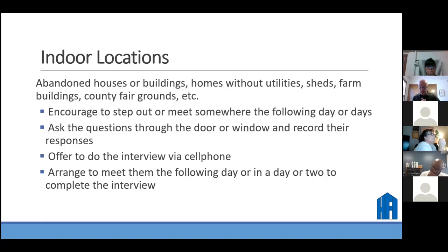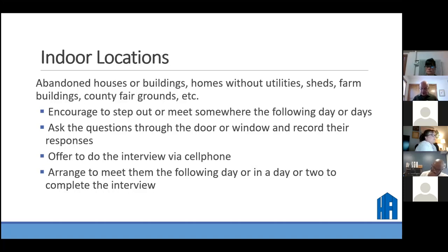And again, you're going to have to just use discretion and judgment. But if you're encountering someone, and ideally they know who it is, or they know something about the count because they've read your flyers, they've heard about it, somebody else has told them, they've actually met with somebody. So you want to encourage, if possible, somebody to step out or to meet somewhere in the days that are in the following day or days.